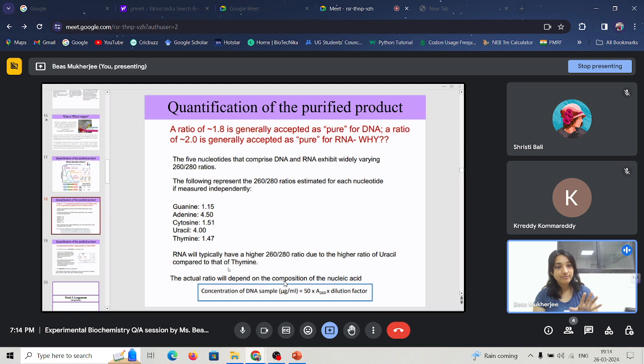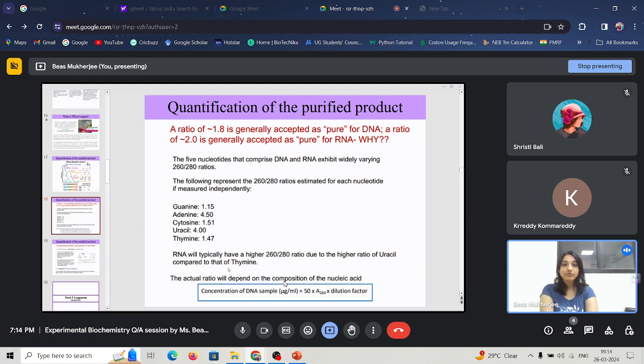Because amongst the 5 nucleotides, if you see, uracil has a very high absorbance. Uracil's absorbance is 4, adenine's absorbance is 4.5. And since thymine is replaced by uracil in RNA, the absorbance of RNA is much more compared to the absorbance of DNA. Besides that, RNA has bases that are more exposed to the environment, and therefore again more absorbance, right?